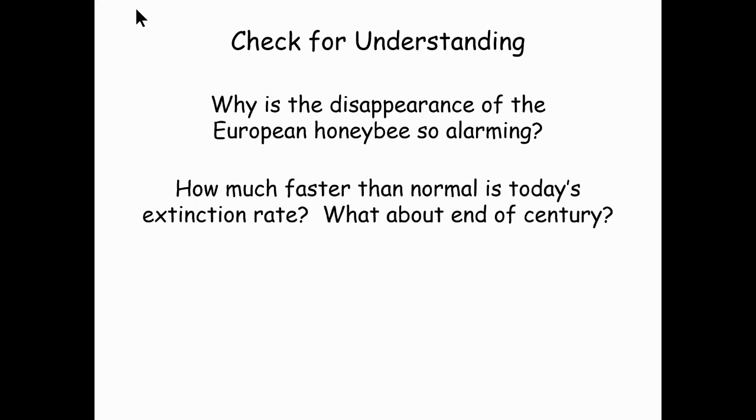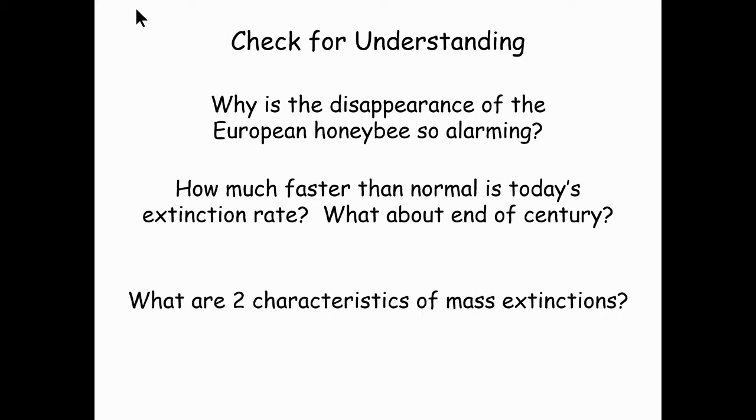How much faster than normal is today's extinction rate, and what is the prediction for the end of the century? Yeah, it's 1,000 times faster than normal currently, and we believe by the end of the century it'll be 10,000 times faster than normal. What are 2 characteristics of mass extinctions? Take a look at number 8 if you're not sure.